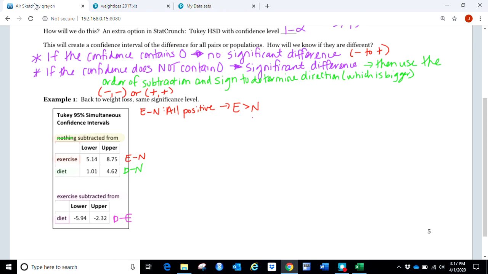Now if I look at my next one, diet minus nothing, this time I get positive 1.01 to positive 4.62. So again, since both of the numbers are positive, it does not contain 0. And just as with the one above it here, in order to be a positive number, the first value would have to be bigger than the second when we do that order of subtraction. So that will tell me then that diet is greater than doing nothing.